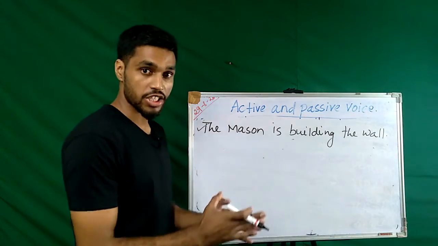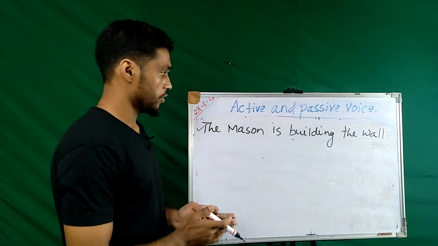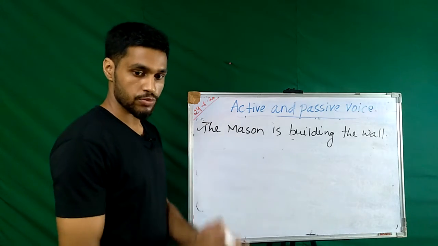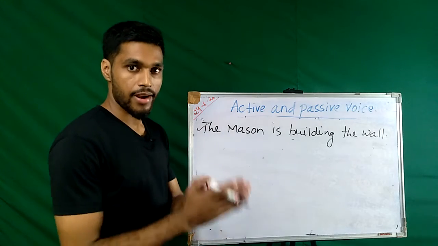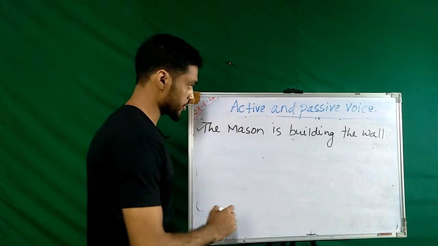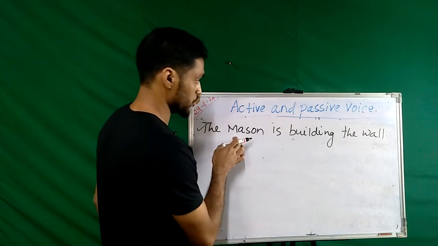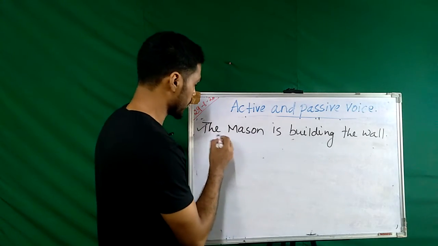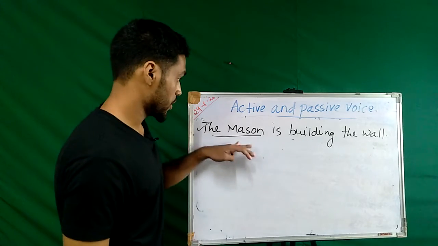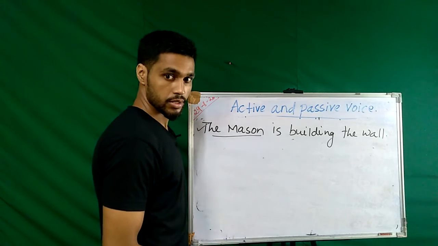So what is the first step that we have to follow here? We have to find out subject, object and main verb. Let's find out what is subject here. The mason. Who is building wall? Mason. Mason is building wall. Therefore, the mason is subject here, right?